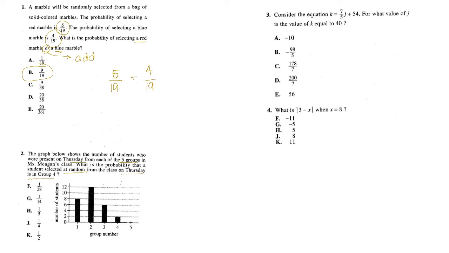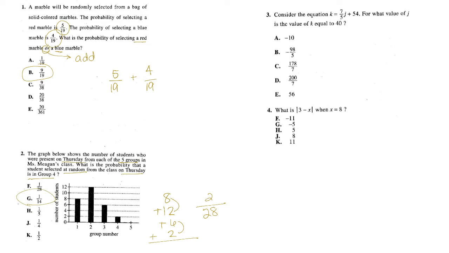So here, we need a total amount of students. So our total amount of students looks like we're going to have 8 plus 12 plus 6 plus 2. So let's see, that's going to be 28 students. And then of those, how many were in group 4? So that's 2 of the 28. So that looks like that's 1 over 14.